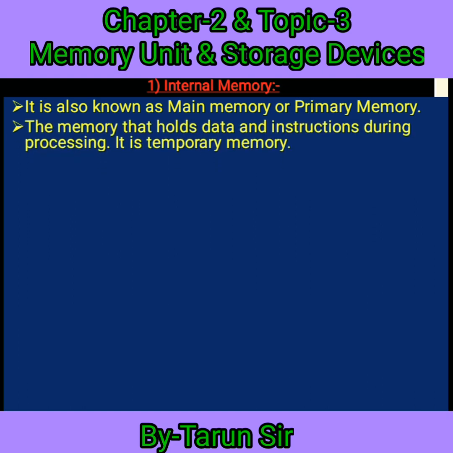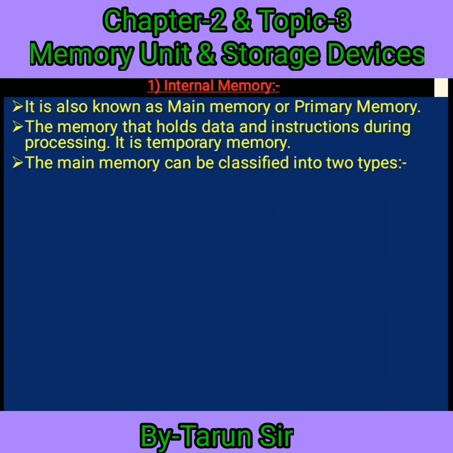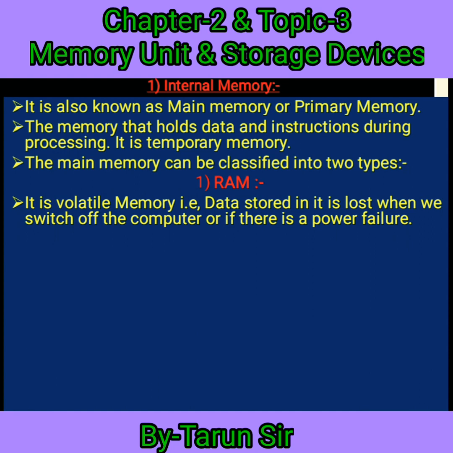The memory that holds data and instructions during processing, and it is a temporary memory. The main memory can be classified into two types. First, RAM. RAM stands for random access memory. It is a volatile memory, that is, data stored in it is lost when we switch off the computer or if there is a power failure.